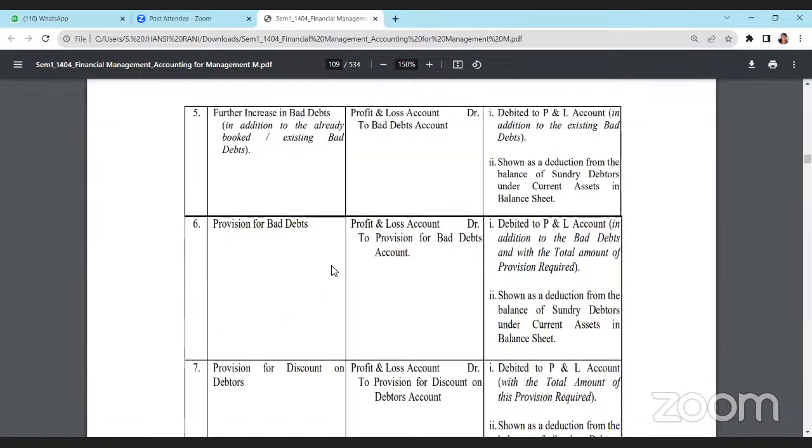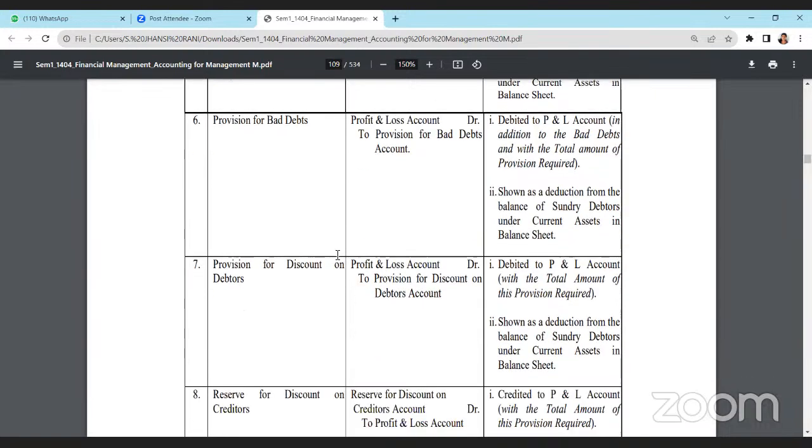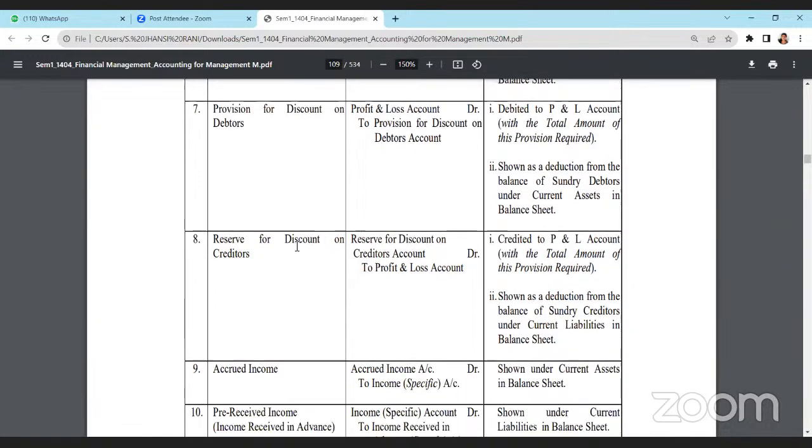Next, provision for bad debts. Again, it is debited to the profit and loss account, and it will be deducted from the sundry debtors. Provision for discount on debtors. This is debited to profit and loss account and deducted from the debtors account.